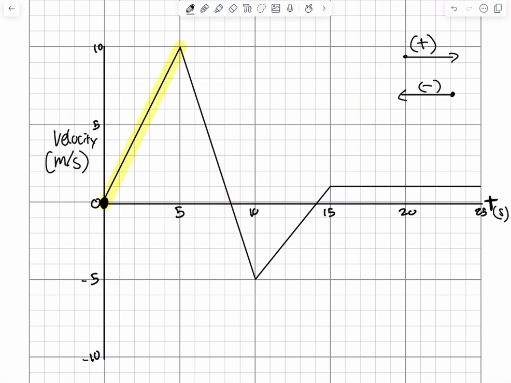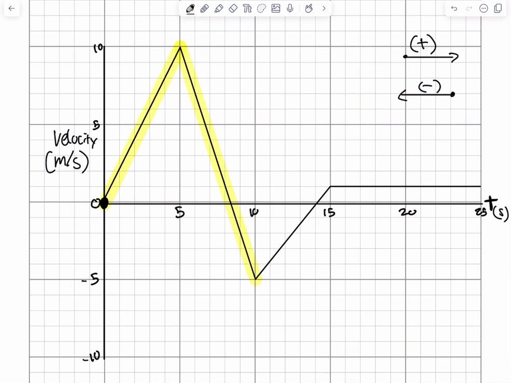So, we see over 5 seconds, our velocity increases to 10 meters per second. Let's describe this. At 0 seconds, we have an object at rest. Over the next 5 seconds, this object speeds up to eventually get to 10 meters per second. Now, this velocity is positive 10 meters per second. That means it's going right.